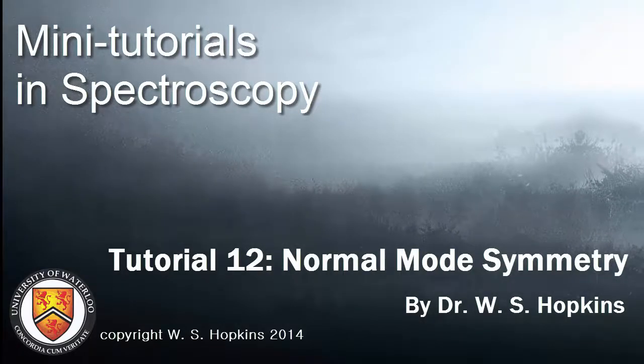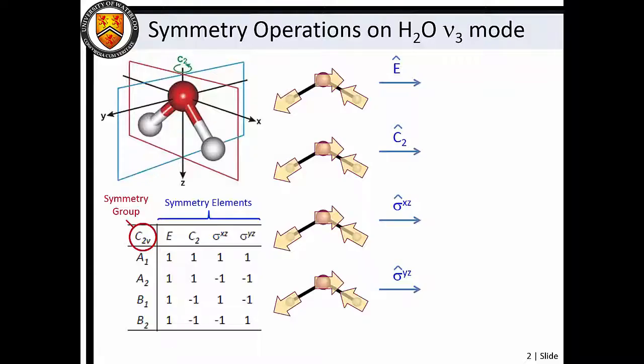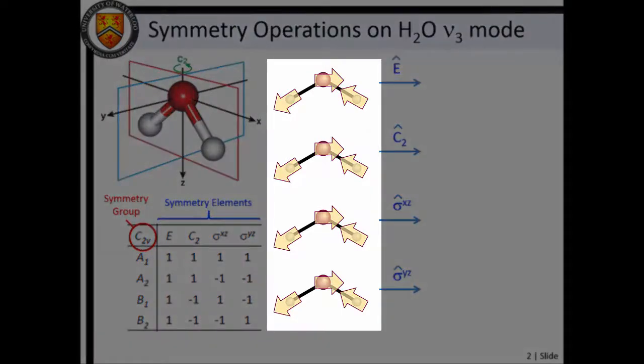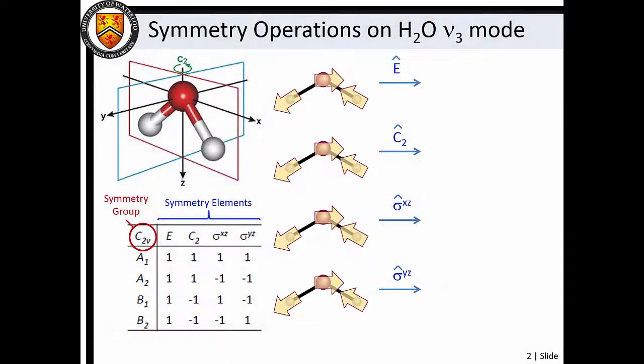Let's talk about normal mode symmetry. For some relatively simple molecules, we can easily determine normal mode symmetry by considering the normal mode displacement vectors. For example, consider the atomic displacement vectors for the ν3 normal mode of water.